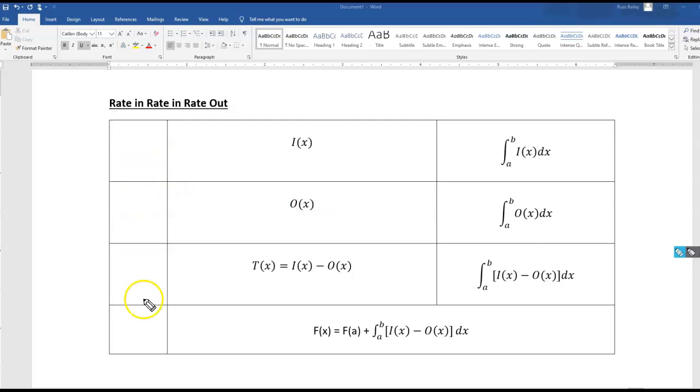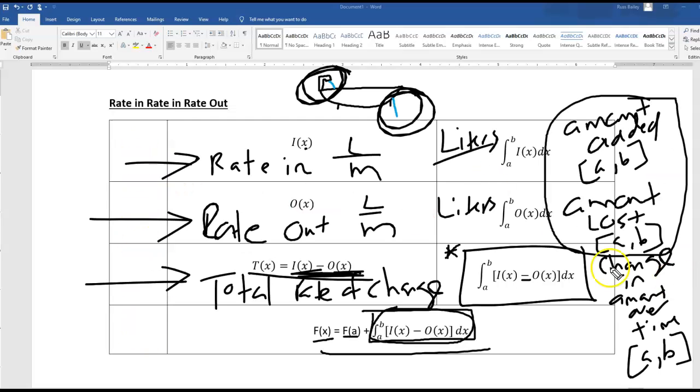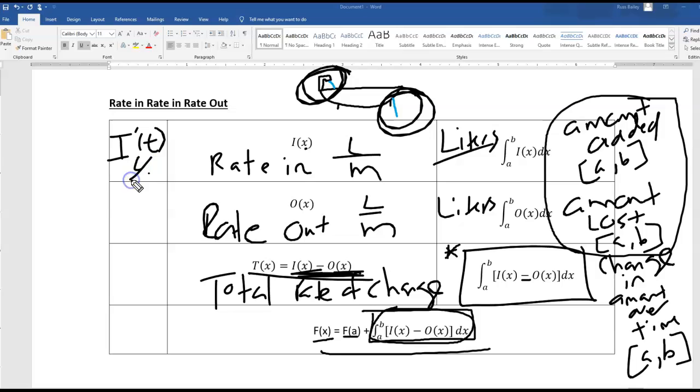Now I left a column over here just for the heck of it, something that might help you on some FRQs. I might throw a few questions in on this. Just so you know, if you have a rate in and you take the derivative of your rate in, that divides the rate in, which is liters per minute, by a time factor, so it becomes liters per minute squared. And what that basically tells you is how fast the rate is changing, how fast the rate of change of water is changing.